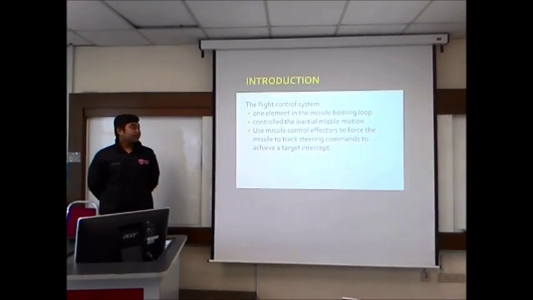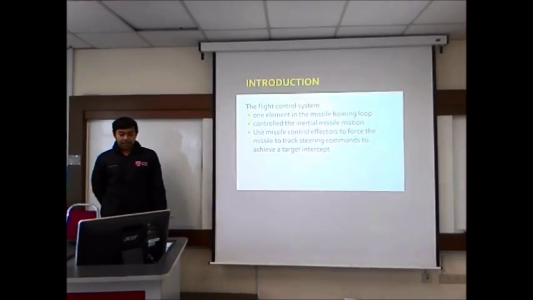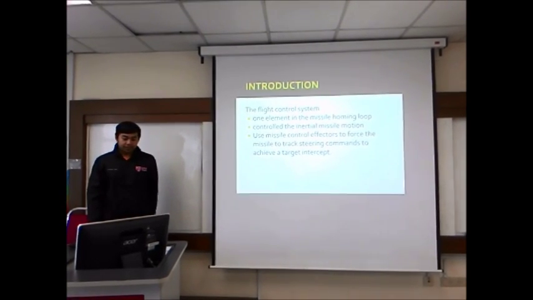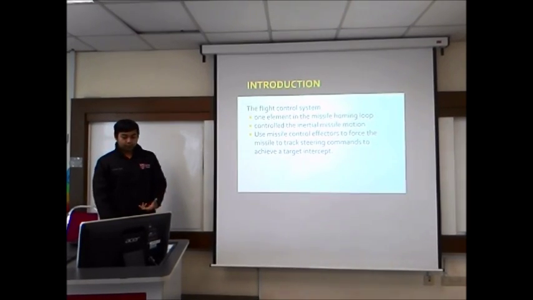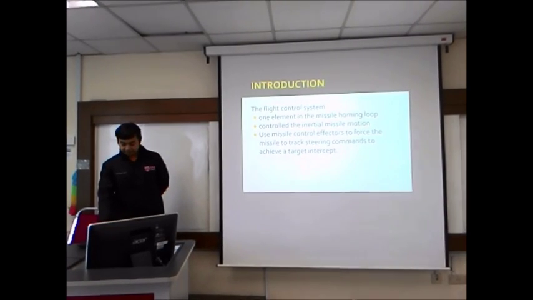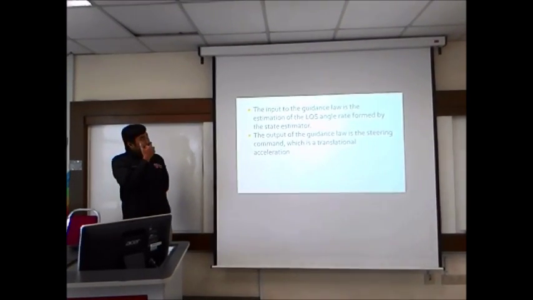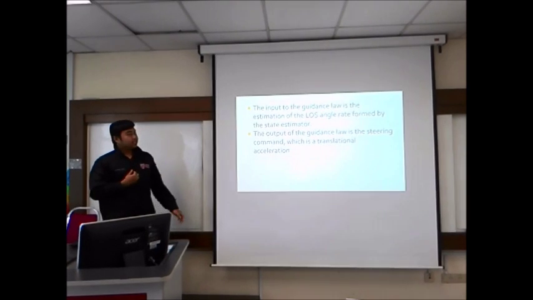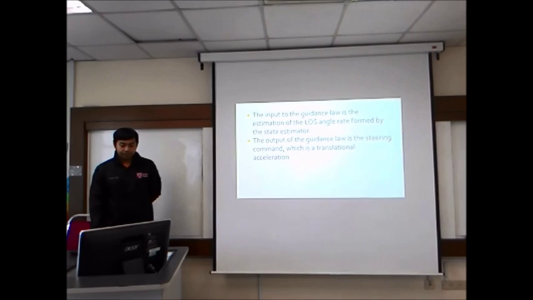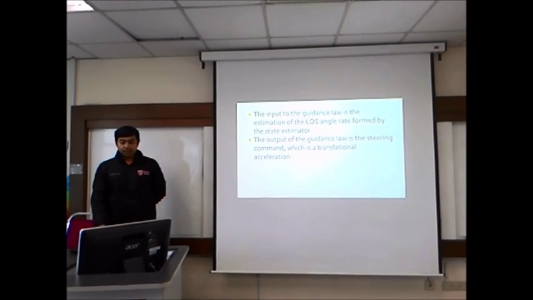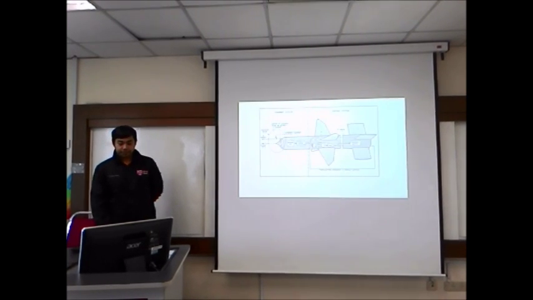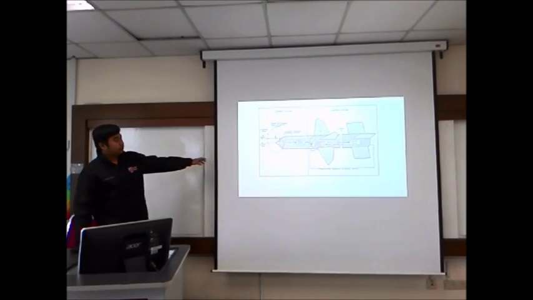Introduction. The flight control system is one element in the missile homing loop. It controls the inertial missile motion and uses effectors to force the missile to track steering commands to achieve a target intercept. The input to the guidance law is the estimation of the LOS angle rate formed by the state estimator. The output of the guidance law is the steering command, which is translational acceleration. This is the diagram of the missile.